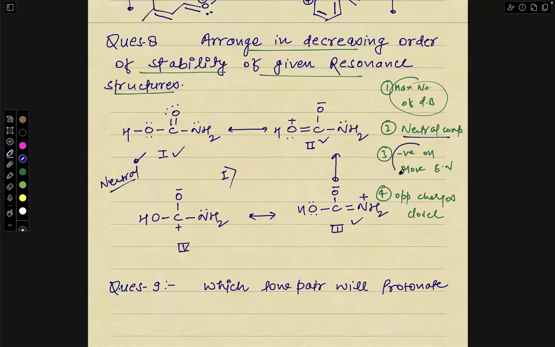Now third, negative charge on the more electronegative element. Here oxygen is negatively charged. Here oxygen is positively charged. So positive charge on oxygen is highly unstable. Okay, so the third would be the most stable of the two. First, third, then second, and the last would be fourth. Any doubt? Please tell me, everyone. Any doubt about this?